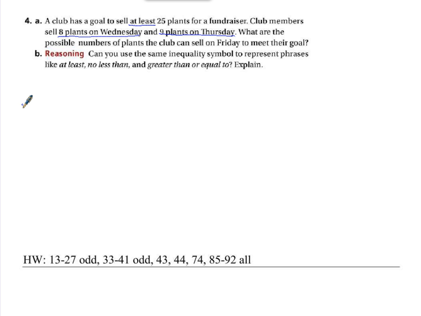How many plants have they sold so far? 17. So to answer this problem without even really doing any math, how many plants do they have to sell on Friday? 8 meets their goal. If they want to exceed their goal, they can sell more than 8. 8, 9, 10, 11, okay? So to answer this problem without even writing anything down, that's the answer. 8 what? Fish? Plants.